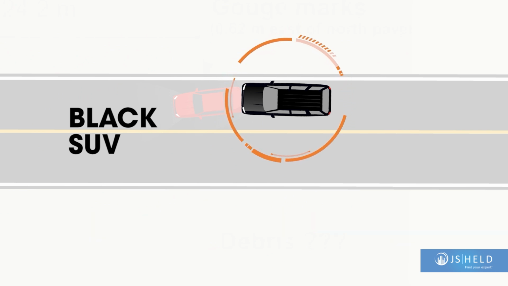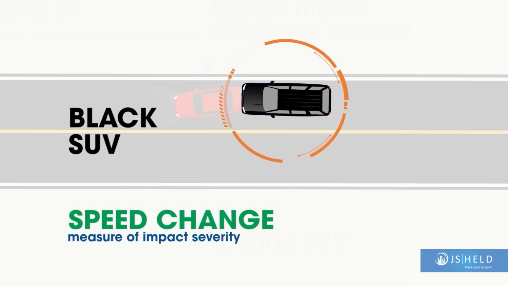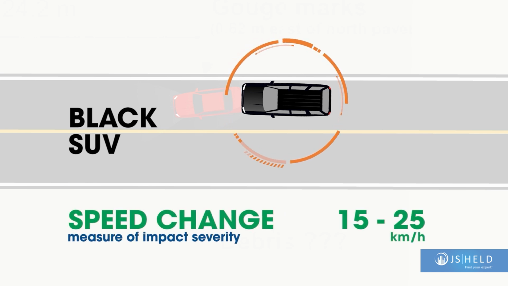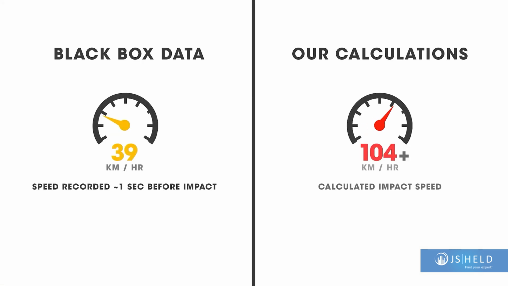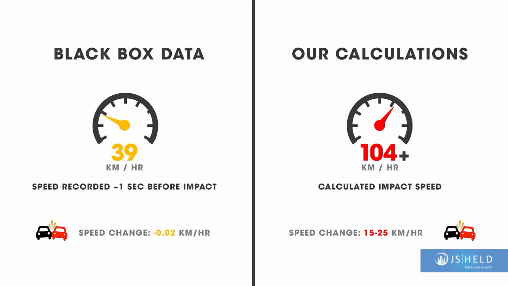We also estimated the SUV's speed change from the collision with the sedan to have been 15 to 25 kilometers an hour based on the damage exhibited by both vehicles. But as already noted, the black box recorded a pre-impact speed of 39 kilometers per hour and a speed change of only 0.02 kilometers per hour. So which is wrong, our analysis or the black box data? This is a trick question, and the answer is neither is wrong.